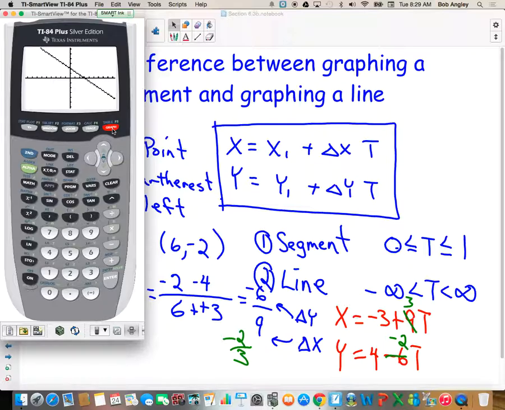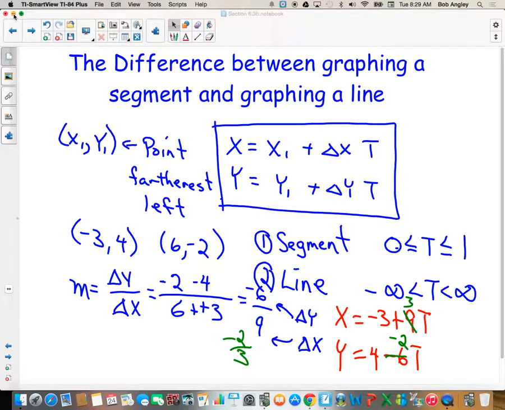Okay, now, let me just see if I've either made the point clearer or clouded. All right? Whether you're graphing a segment or a line, you're going to use this form to get what you want. The difference is, if you do it the way that's described, your domain, your t interval for the segment is going to be 0 to 1, and for the line it's going to be negative infinity to infinity.